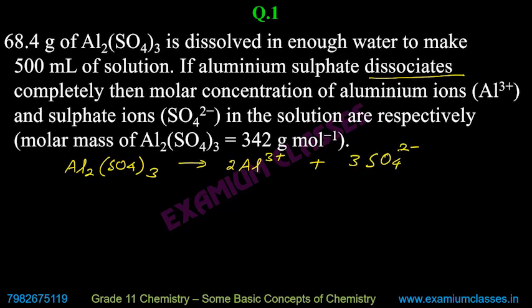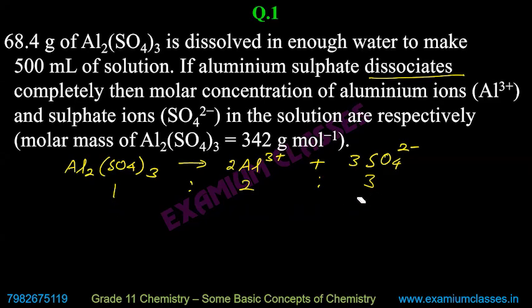Aluminum ions and sulfate ions. So you have 2 aluminum, that's why 2 aluminum here. You have 3 sulfate ions, that's why 3 here. So this is the balanced equation. It means the ratio is 1 is to 2 is to 3. 1 mole of aluminum sulfate produces 2 moles of aluminum ion, and 1 mole of aluminum sulfate produces 3 moles of sulfate ion. 2 moles of aluminum ion, 3 moles of sulfate ion.